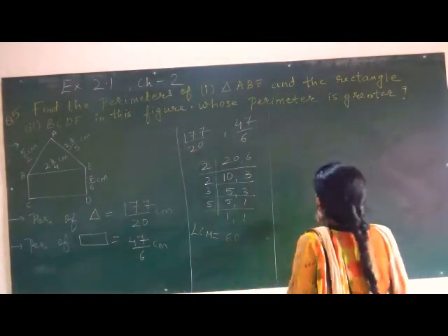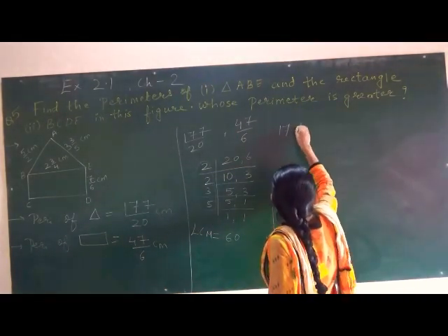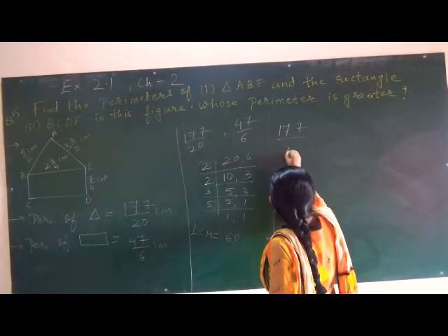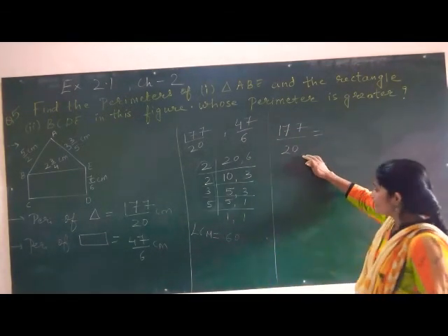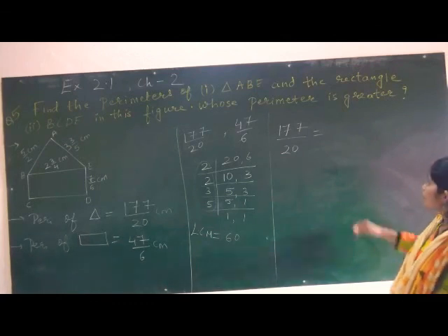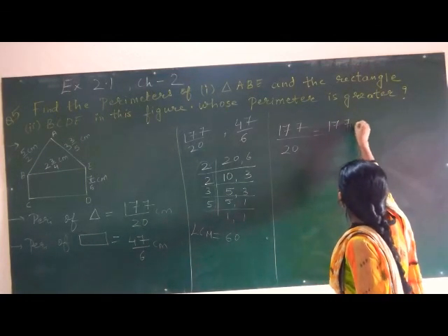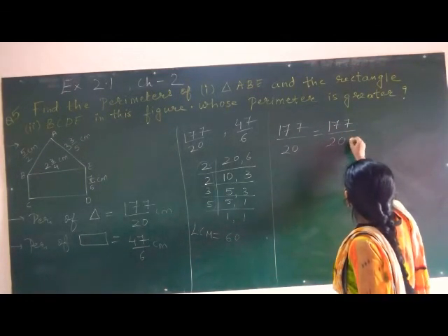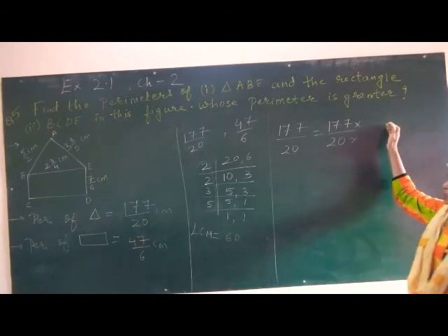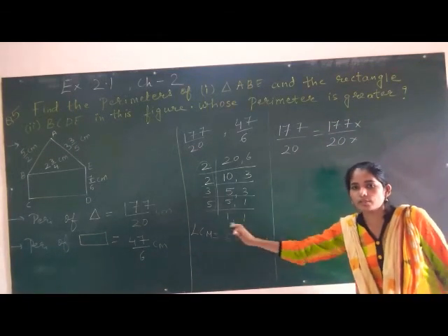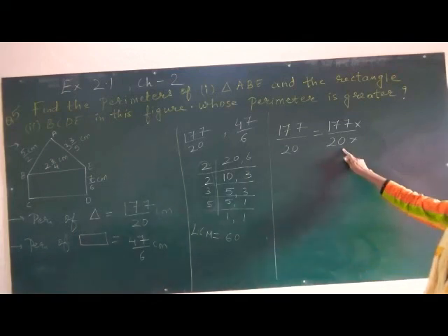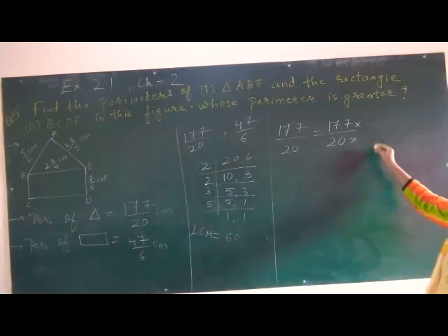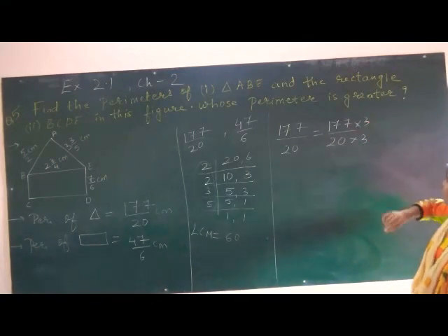So our first fraction is 177 upon 20. Now 20, how many will give you 60? That you need to think. So 177 upon 20 is already there. So what you will multiply so that it will become 60, because our LCM is 60. So 20 3s is 60. So here we will multiply by 3.